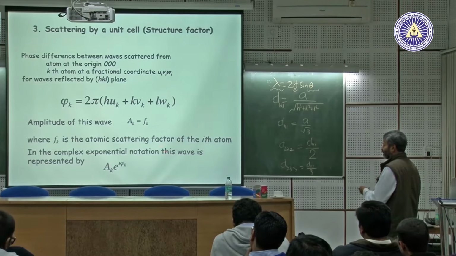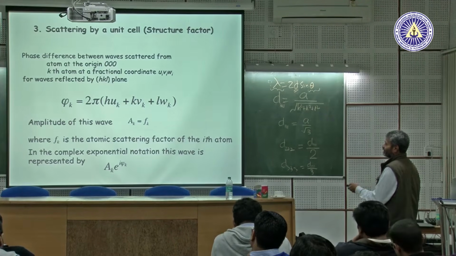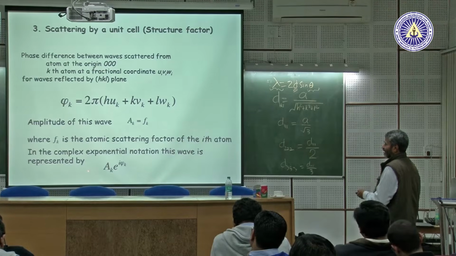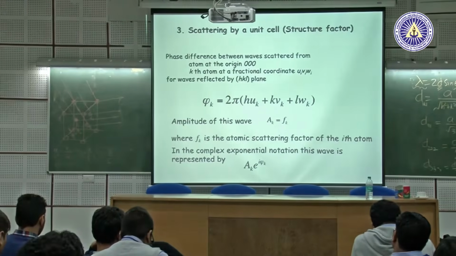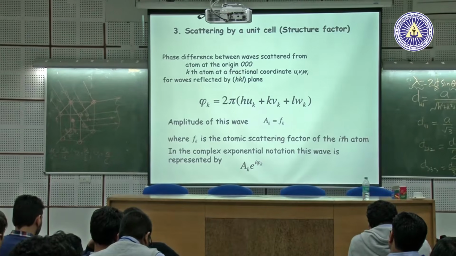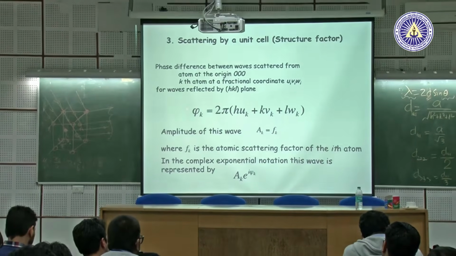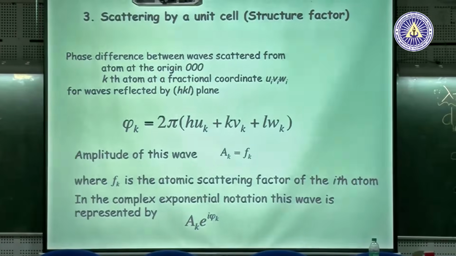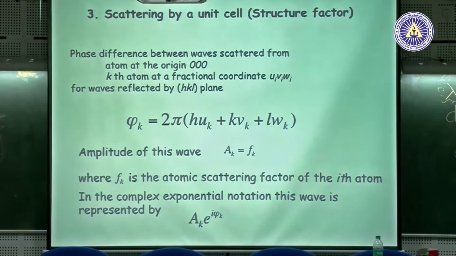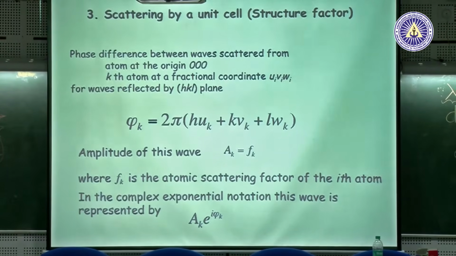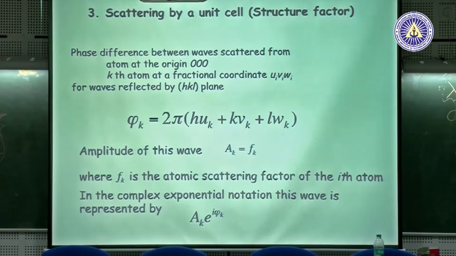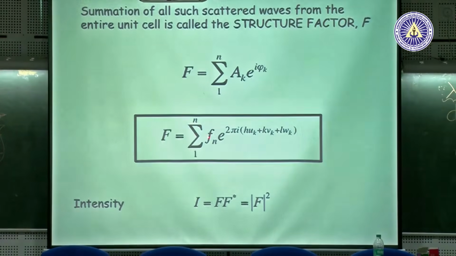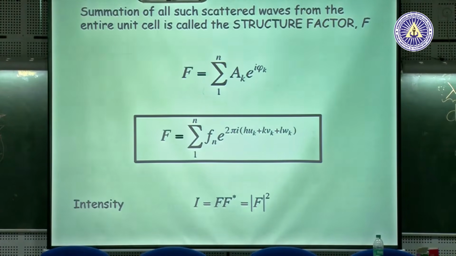So, in the complex exponential notation, you denote this scattered wave from kth atom as A_k, which is its amplitude, times e to the power i phi_k, where phi_k is the phase difference, and i is the imaginary number. So, this is the standard way of writing the complex form of the waves. All you have to then do is to add, if I have 4 atoms in the unit cell, these 4 terms: a1 e to the power i phi 1, a2 e to the power i phi 2, and so on.